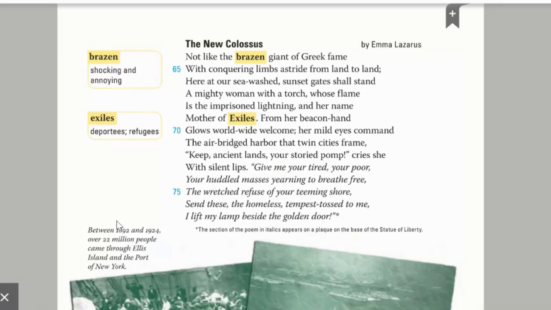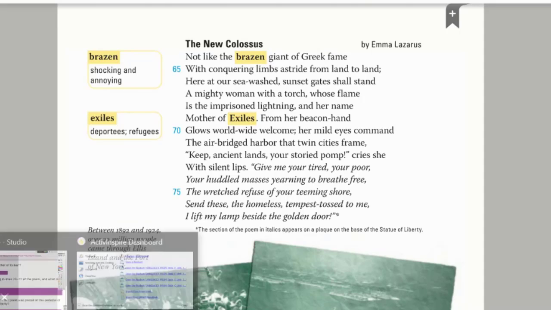So you can imagine that this family, as they come into the harbor in New York, see the Statue of Liberty, and the words on the Statue of Liberty are welcoming to them. So the Statue of Liberty is a symbol to these people that they are welcome in this land.